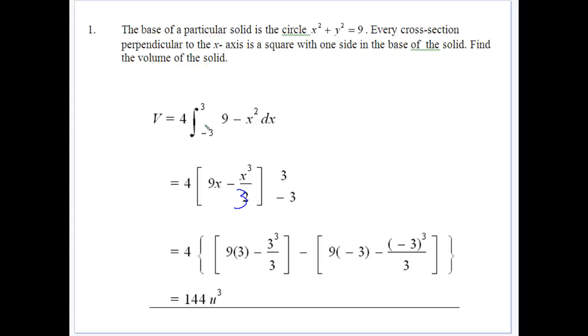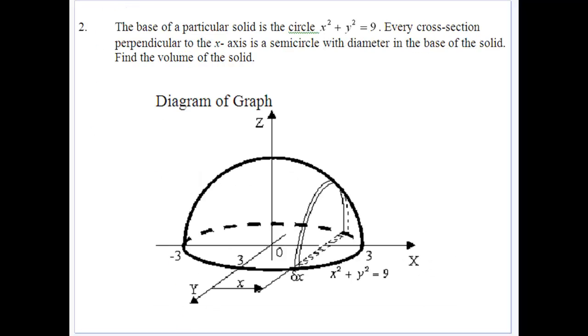We can then put it into the sum of those, which gives us our integral from minus 3 to 3 of 4 times 9 minus x squared with respect to x. Keep the 4 out the front, integrate to get 9x minus x cubed over 3, between minus 3 and 3, do our substitution, and it gives us 144 units cubed. So again, the integration wasn't too hard.